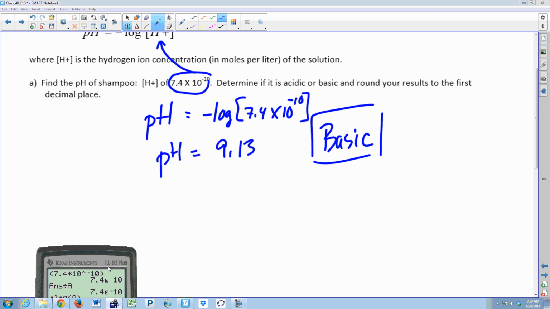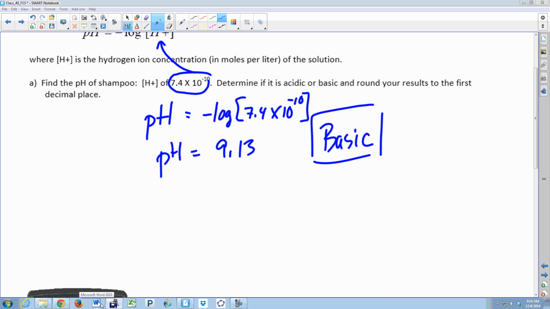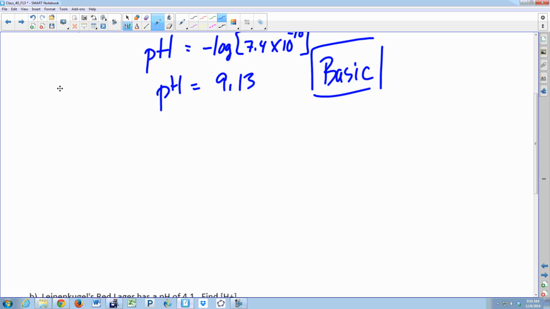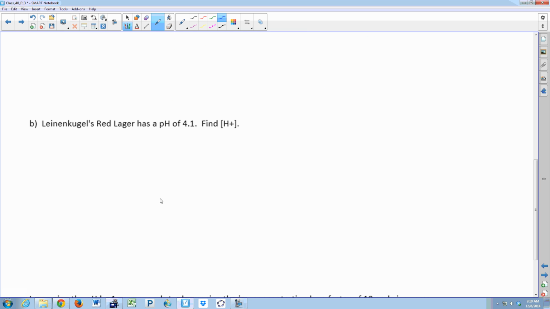So what's coming up next? These notes here. Oh, beer. Yay. Now you're talking my language. Now, let's see. Red lager has a pH of 4.1. So what does that make it? It's acidic, right? Beer is acidic. So now we're asking, if we have a pH of 4.1, what would be the hydrogen ion concentration? So let's use our formula and figure this out.